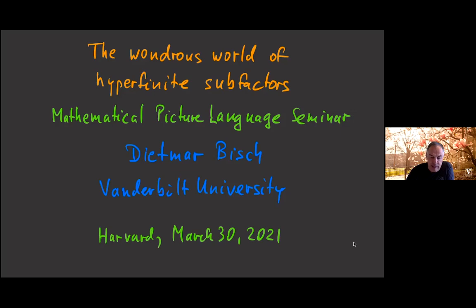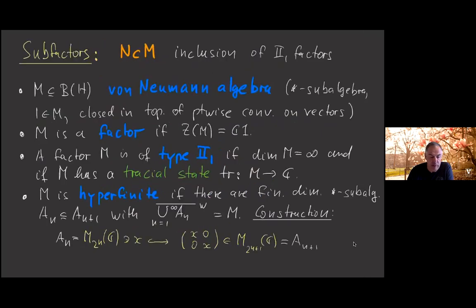What do I mean by a subfactor? Well, a subfactor will be simply an inclusion of so-called II_1 factors. And what are these II_1 factors? Well, the II_1 factors are von Neumann algebras. So they are algebras of bounded linear operators on a Hilbert space that are closed under taking adjoints, that contain the identity, and that are also closed in a certain weak topology, namely the topology of pointwise convergence on vectors, also called the strong operator topology.